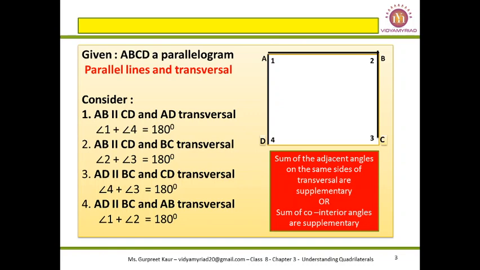So children, whenever you are using this property, you need to mention the reason behind it. You can write that the sum of the adjacent angles on the same side of the transversal is supplementary, or you can also write that the sum of co-interior angles is supplementary. Supplementary means 180 degrees.